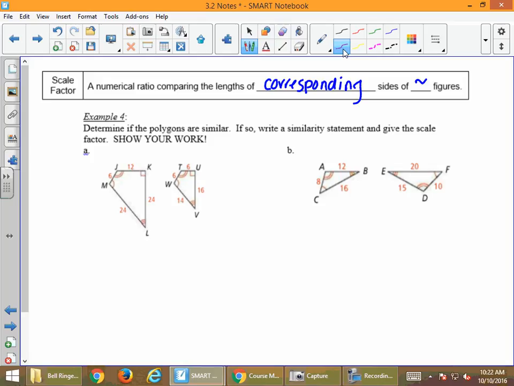Okay, we'll start here. 6. Which side corresponds to this side? Going from 1 to 2, 6 is going to go there. What does that simplify down to?